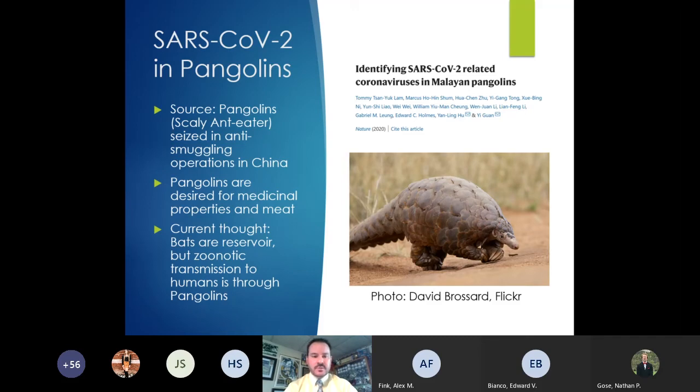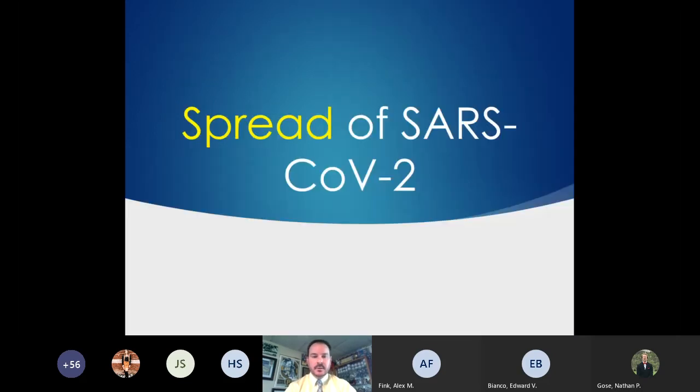So new data that just came out this morning, again, identifying these SARS-CoV-2 related viruses in pangolins. Okay, so that's a bit about the origin, where they might have come from. Now let's talk about the spread. Where is CoV-2 spreading? How is it spread? And again, you've read much on this, so some of this will be review, I hope. Others, hopefully, will be some new information.